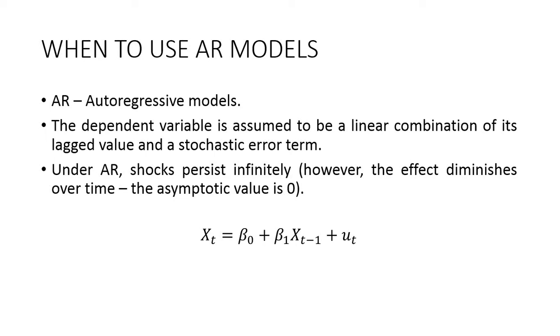It's interesting to note that in autoregressive models, shocks persist infinitely. So if there is a change in the value of a variable in one of the periods, then it will persist during the next periods, because t minus 1 affects t, t affects t plus 1, t plus 1 affects t plus 2, and so on and so forth. If we assume that beta 1 is less than 1, so the effect is weaker than 1, then this shock will still persist. However, it will approach the value of 0, because each time you multiply by a value which is smaller than 1.